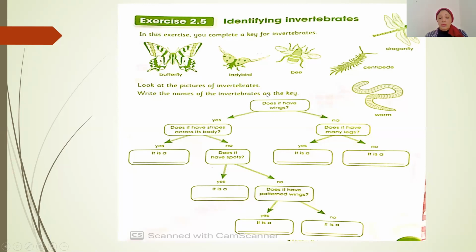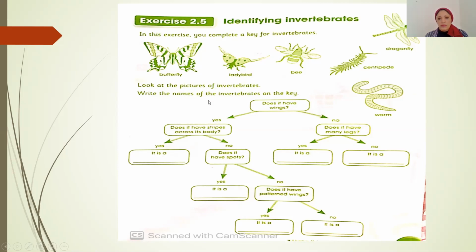We will start with a question and the answer should be yes or no, and depending on your answer you will have another question with yes or no. If it is yes, it will be this. If it is no, we are going to go to another question. Okay, let's start.